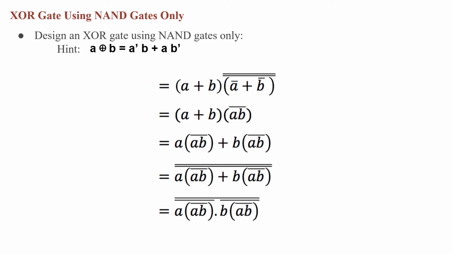So what we did here is we complemented the second term because it's equivalent to itself. We're applying the rule of A double bar is equal to A. Okay, and then from here to here, we applied De Morgan's law.